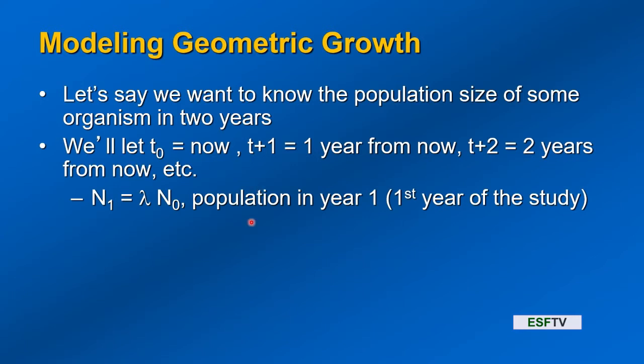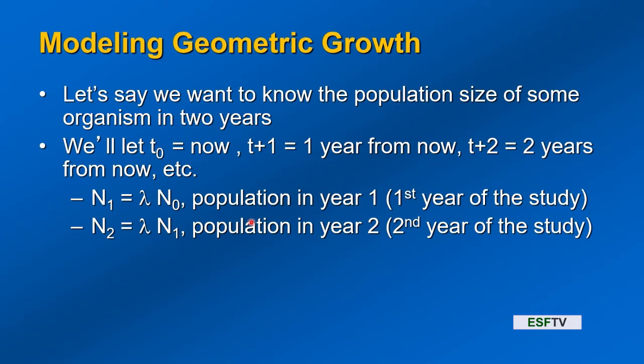That's where we're headed. So N1 equals N0 times lambda. Somehow you've already figured lambda out from previous years' studies. You've done a pilot study. You know lambda. So you multiply today's population by lambda, and that'll tell you what the population will be next year. Okay?